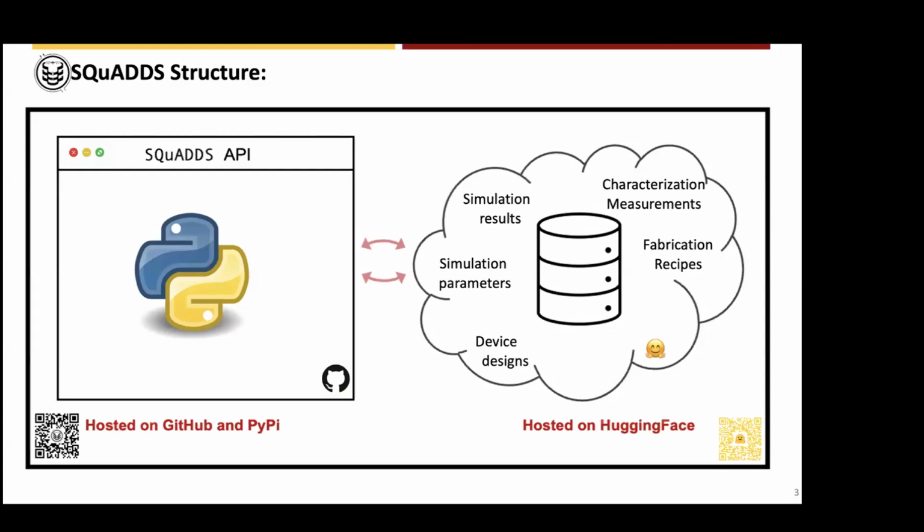Okay, so what is this SQuaDDS package that you guys have installed? It's actually a 2-part thing where there is a Python package that you guys pip installed, and there's also an associated database that is on Hugging Face. And the database aspect of SQuaDDS contains all the information that you use the API to interface with, and that includes device design, simulation parameters, simulation results, characterization measurements, and fabrication recipes. I will not really talk in too many details about SQuaDDS as a package for today, because that's not the point. But if y'all are interested, I recommend attending my talk tomorrow where I will cover this in more details.